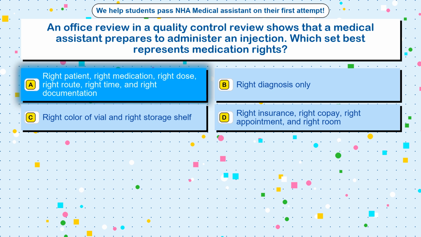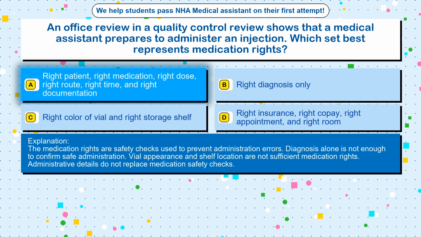The correct answer is option A. Right patient, right medication, right dose, right route, right time, and right documentation. The medication rights are safety checks used to prevent administration errors. Diagnosis alone is not enough to confirm safe administration. Vial appearance and shelf location are not sufficient medication rights. Administrative details do not replace medication safety checks.